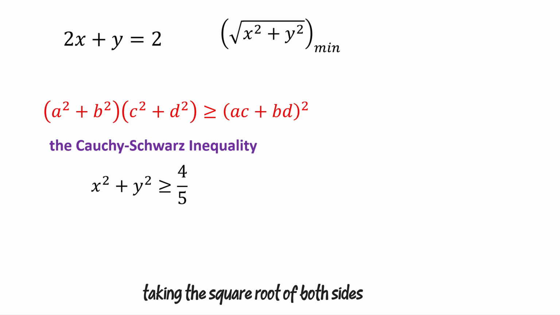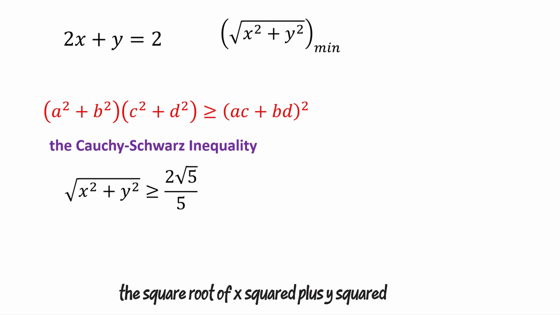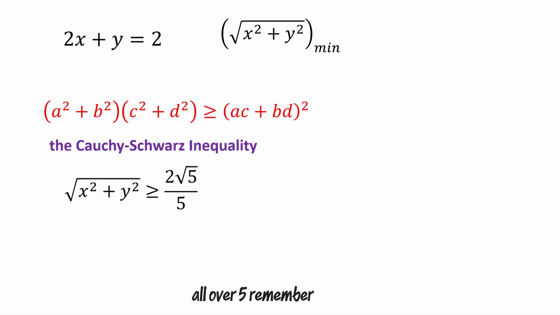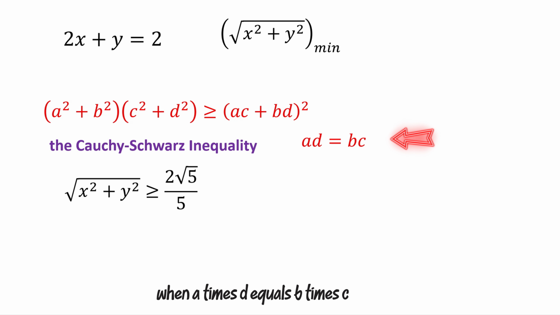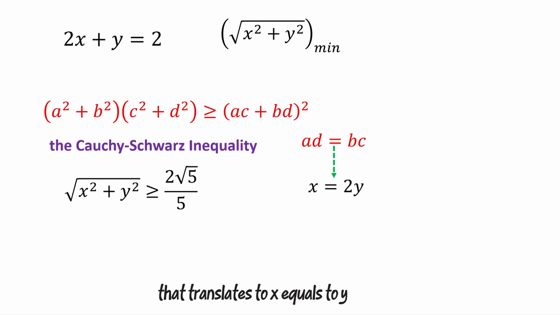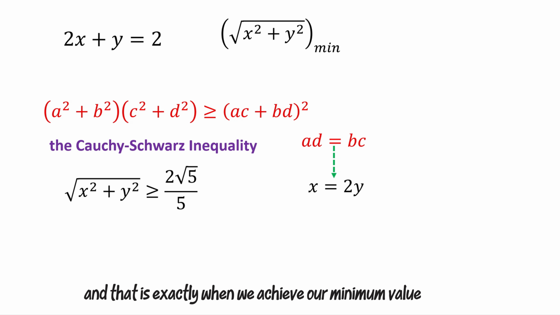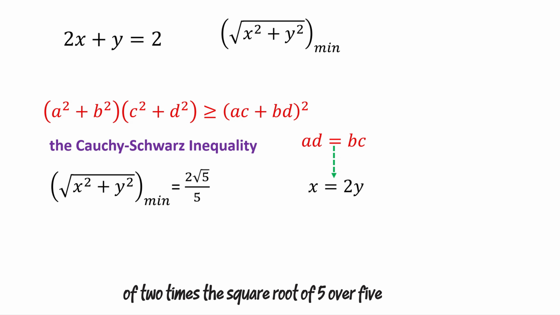Taking the square root of both sides, the square root of x squared plus y squared is greater than or equal to 2 times the square root of 5, all over 5. Remember, equality in the Cauchy-Schwarz inequality holds when A times D equals B times C. That translates to x equals 2y, and that is exactly when we achieve our minimum value of 2 times the square root of 5 over 5.